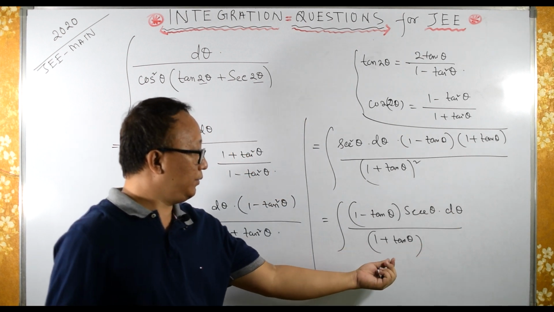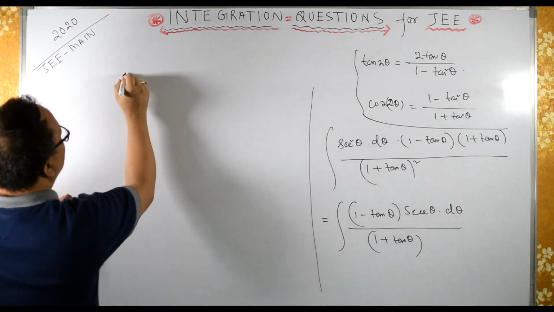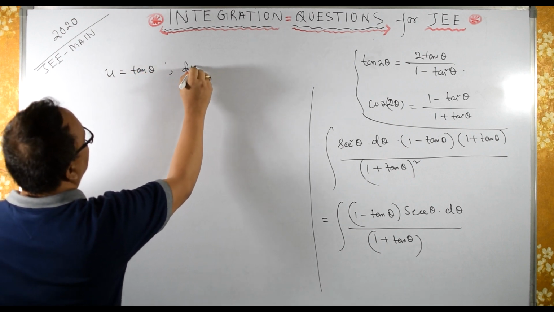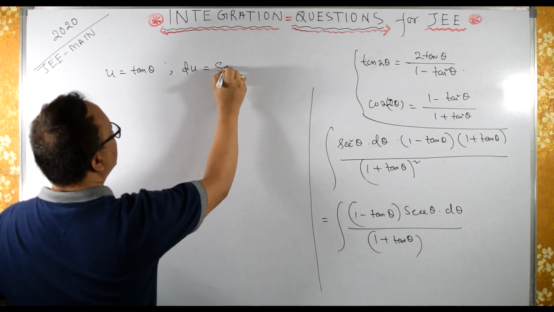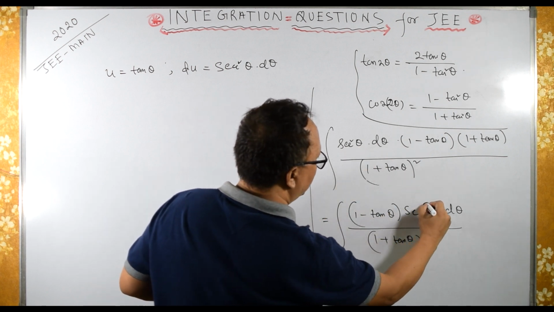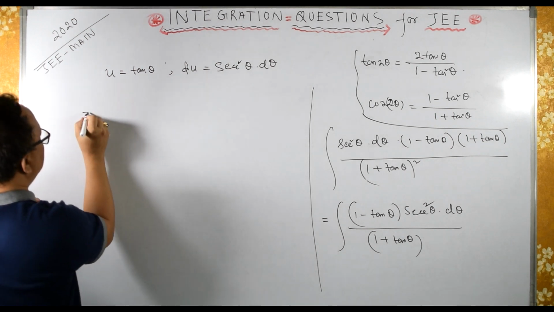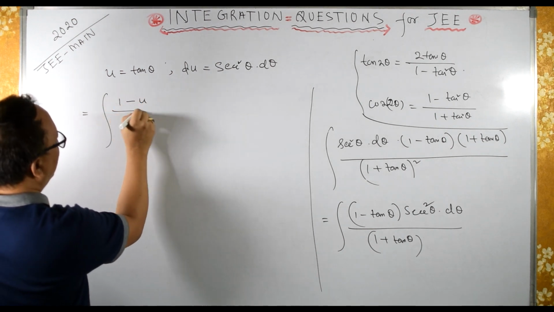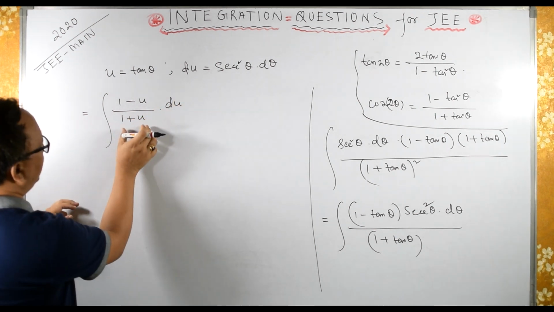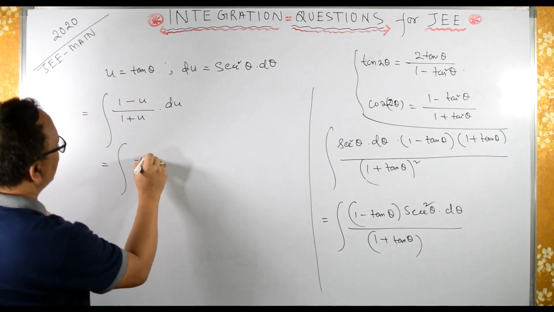Now what we'll do, we'll substitute tan theta equals u. So let's substitute u equals tan theta. Therefore du equals the differentiation of tan, which is sec square theta d theta. Now this is sec square here, therefore this should be sec square over here. So let's substitute in this integral. Here we have 1 minus u upon 1 plus u into du.